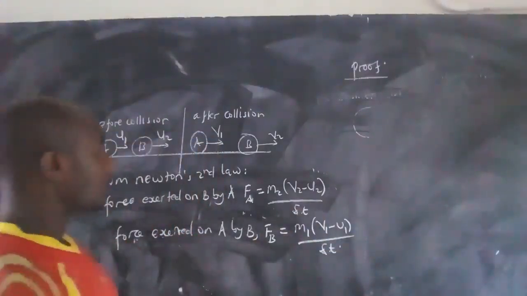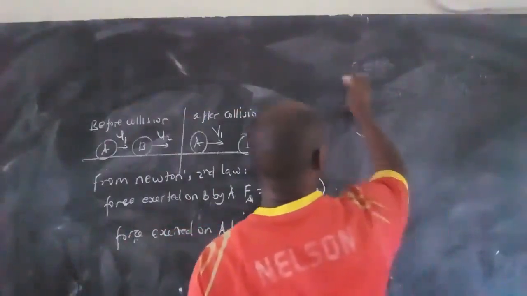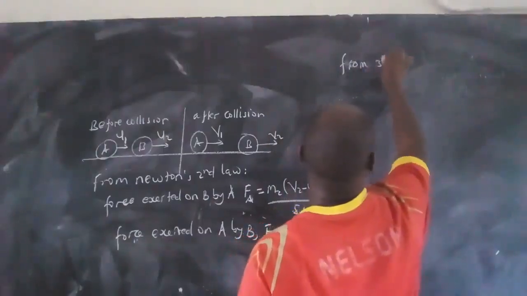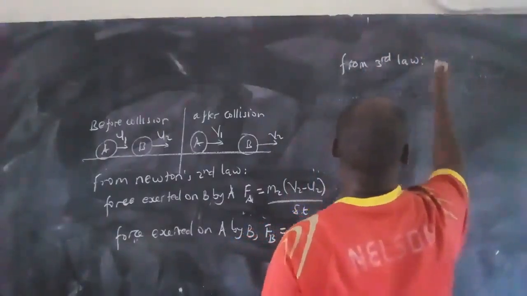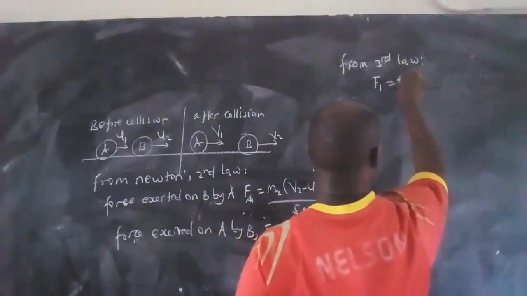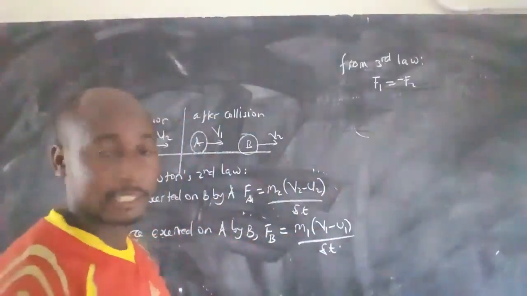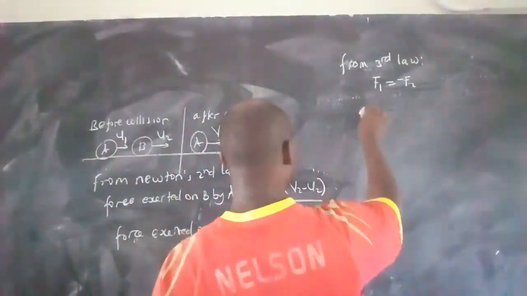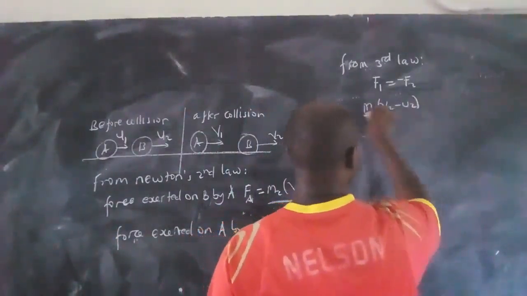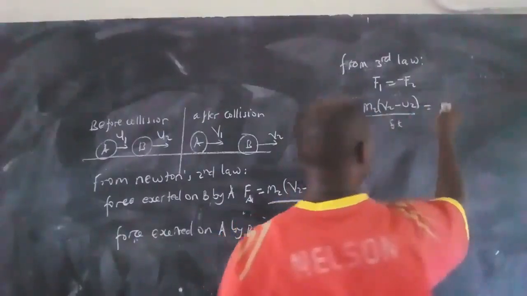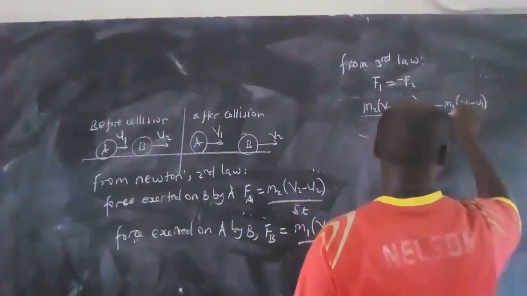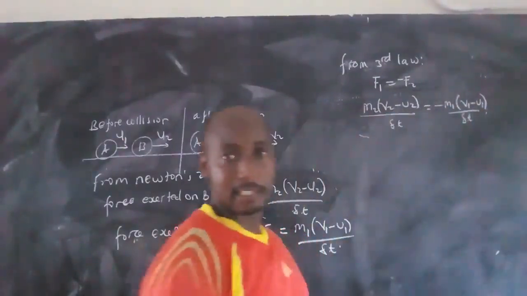Then you say, from Newton's third law of motion, what does it say? Third law says, to every action, there is equal but opposite reaction. Put a negative there. So this one, M2 V2 minus U2 divided by change in time, will become negative M1 V1 minus U1 divided by change in time.